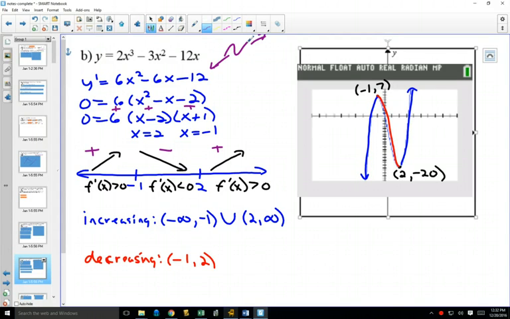Some other things that you would have learned from last year is you would have said, well, maybe I could factor this to find my x-intercepts and y-intercepts. This one factors really nicely because you can take out an x, leaving you with 2x squared minus 3x minus 12.